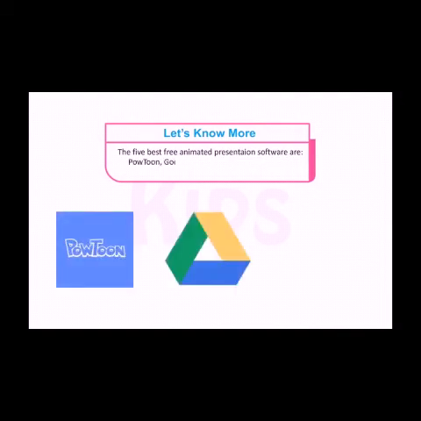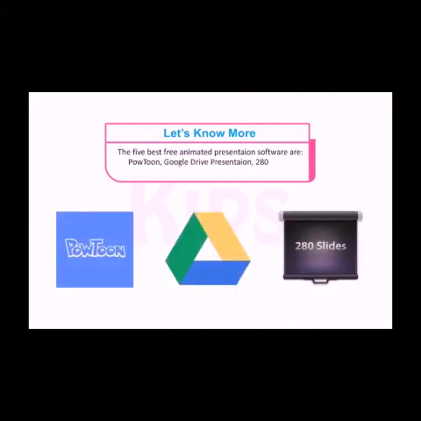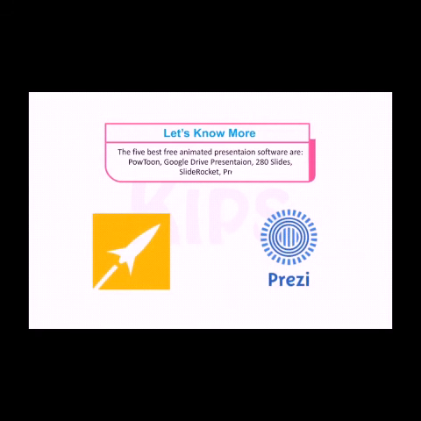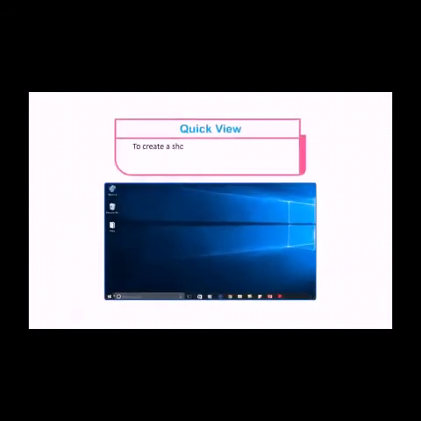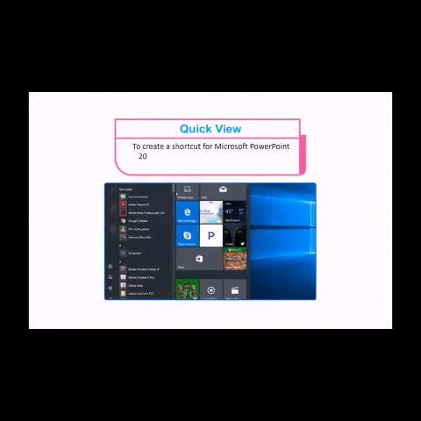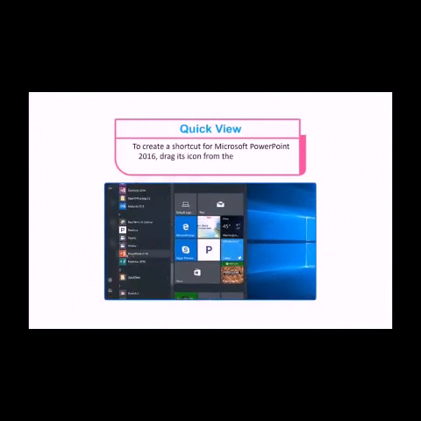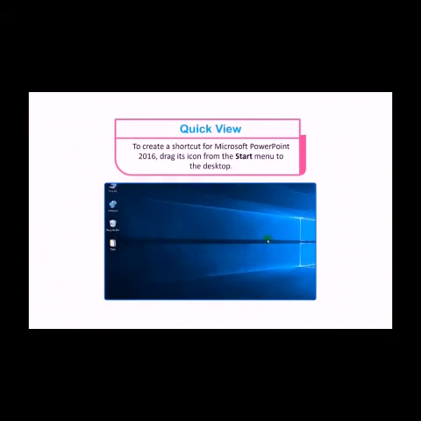Let's know more. The 5 best free animated presentation software are Powtoon, Google Drive Presentation, 280 Slides, Slide Rocket, and Prezi. Quick review. To create a shortcut for Microsoft PowerPoint 16, drag its icon from the start menu to the desktop.